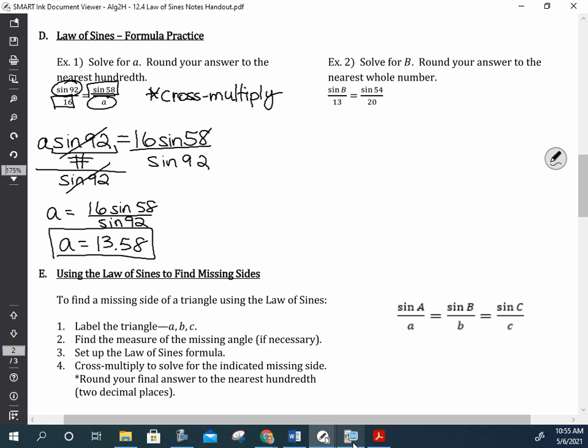All right. Solve for B. So we're solving for capital B. This is an example of how we would find angles. Again, it's still set up fraction equals fraction, so we're still going to cross multiply. Sine of B times 20 equals 13 times sine of 54.